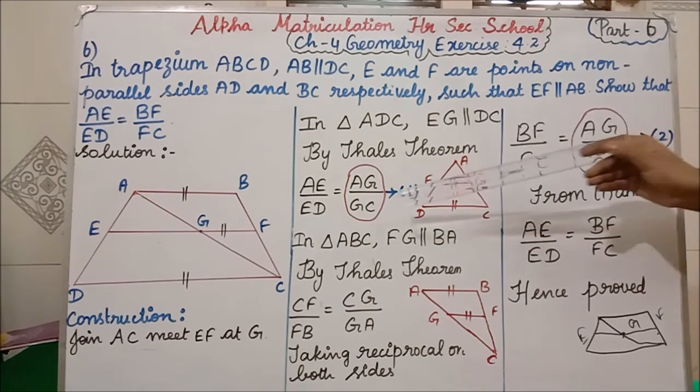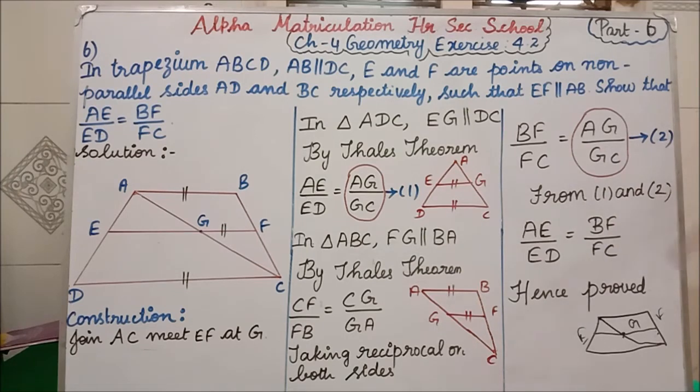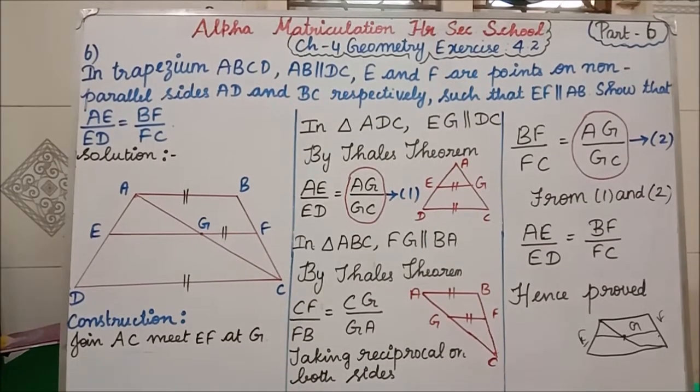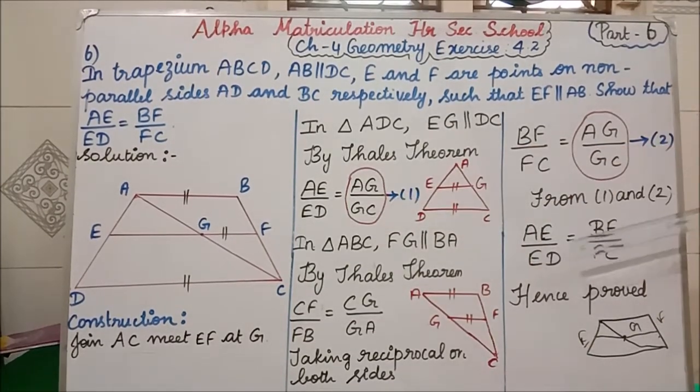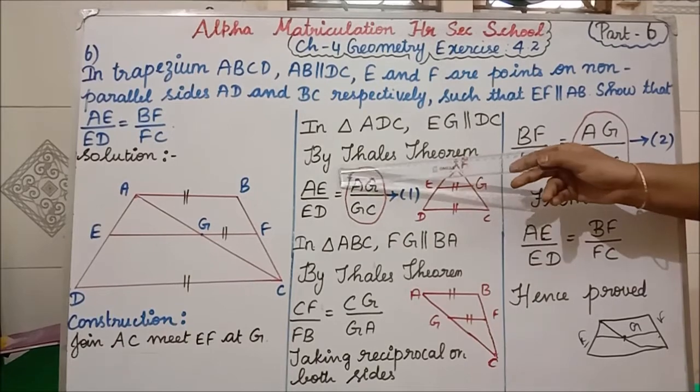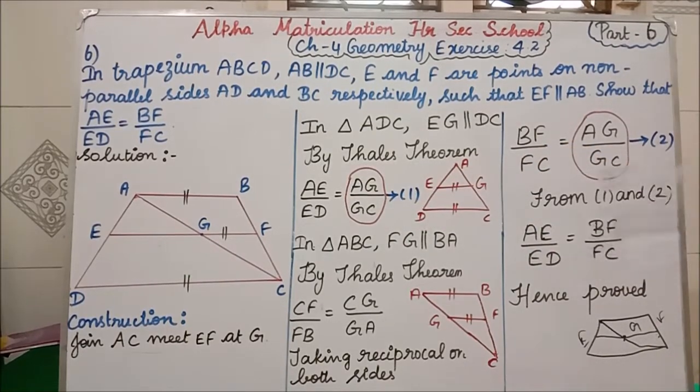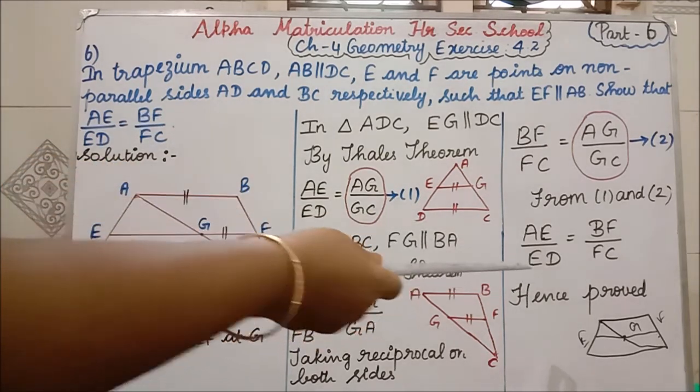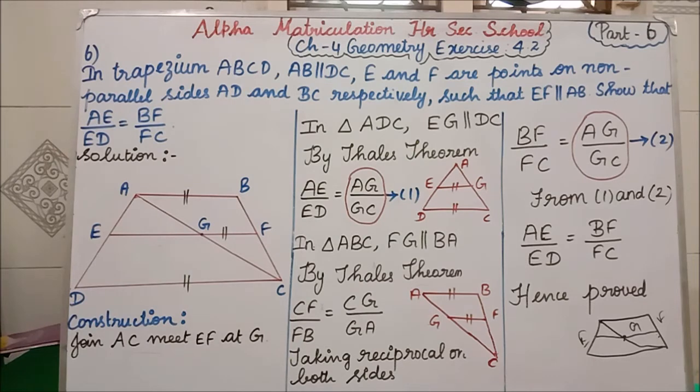Now notice equations 1 and 2. In both equations, the right hand sides are equal. So if both right hand sides are equal, we can write that both left hand sides are equal. Here the left hand side is AE divided by ED, and there it is BF divided by FC. That is exactly what they are asking us to show: AE divided by ED equals BF divided by FC. That we have proved. So at last you have to write, hence proved.